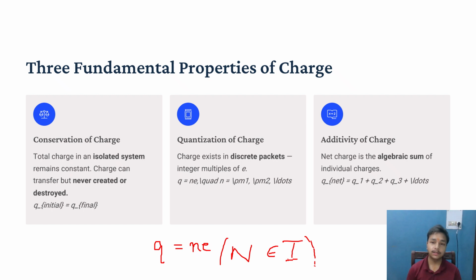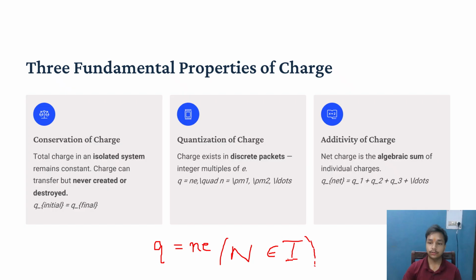The third fundamental property of charge is the additivity of charges, which is a very simple property: the net charge is the algebraic sum of all the individual charges. So the net charge Q would be equal to Q1 plus Q2 plus Q3, and so on.